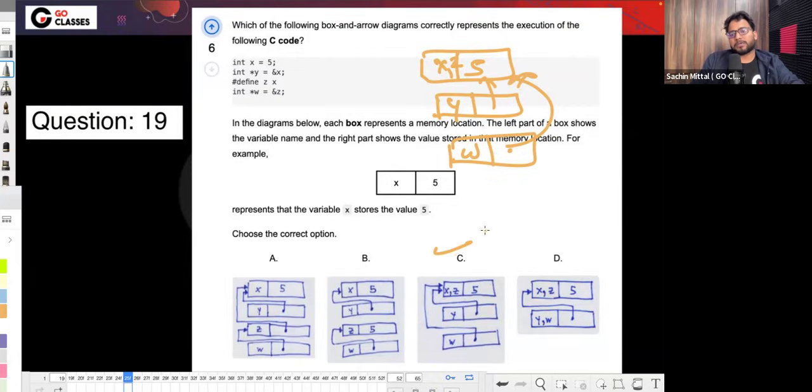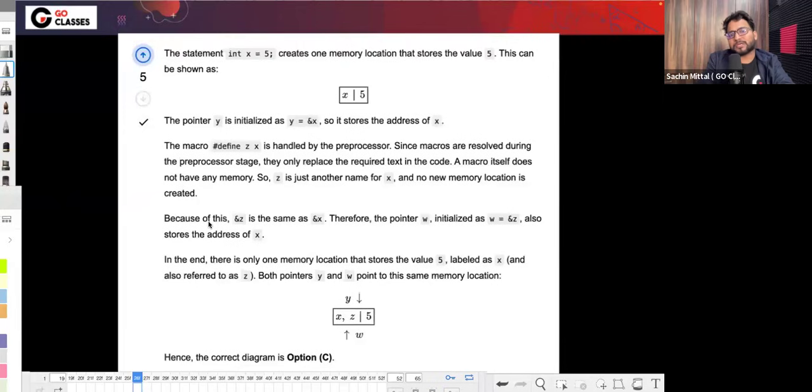I think C is the correct option, right? So it was an easy question, but still it was a nice question, because it was focusing on the fact that you have hash define here. Okay, and hash define does not create its own memory. It will basically ask to share the memory. So that's why C is the correct answer, right? Okay, x and z will share the memory.